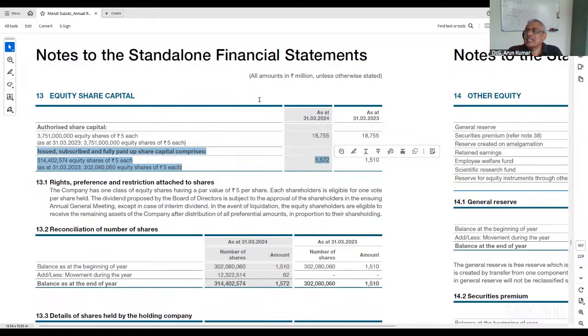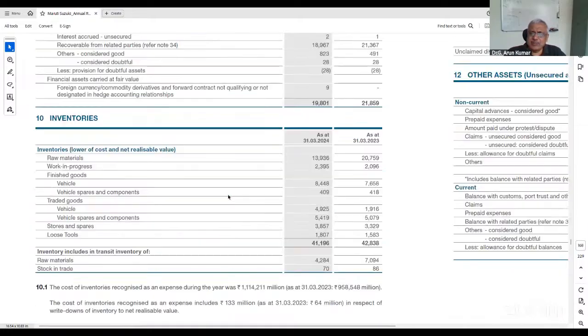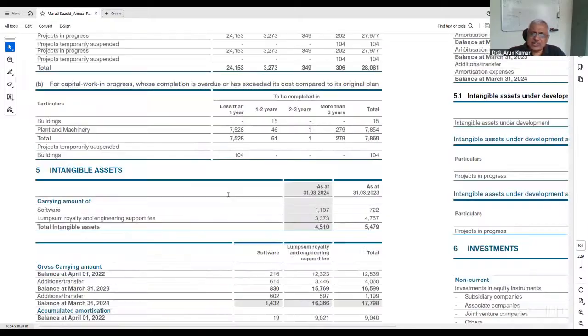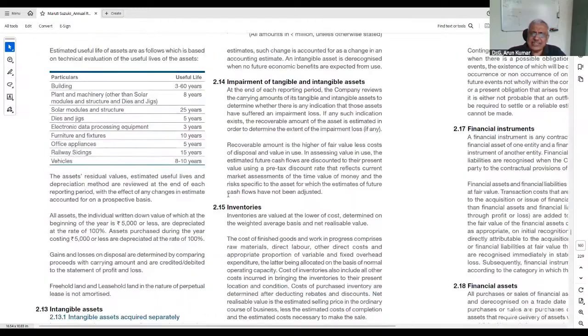The balance sheet and P&L will not give you the details. They will give you only the aggregated figures. You will have to go to the schedules to obtain more and more detail. Now, let us not get into rights, preferences, reconciliation and all, because that could add to your confusion. I'm just going to go into the next basic aspect.